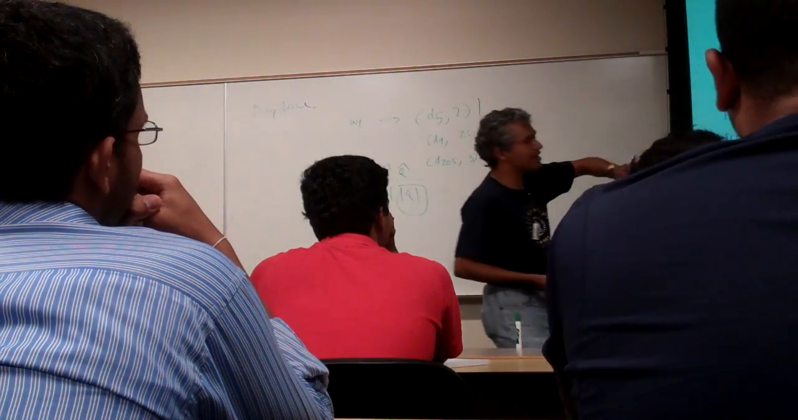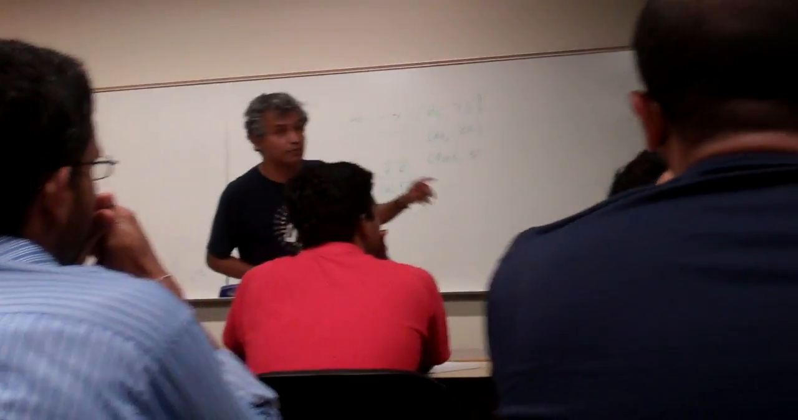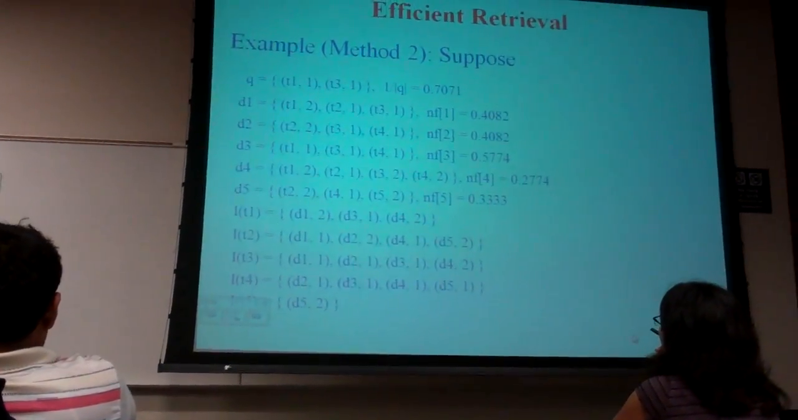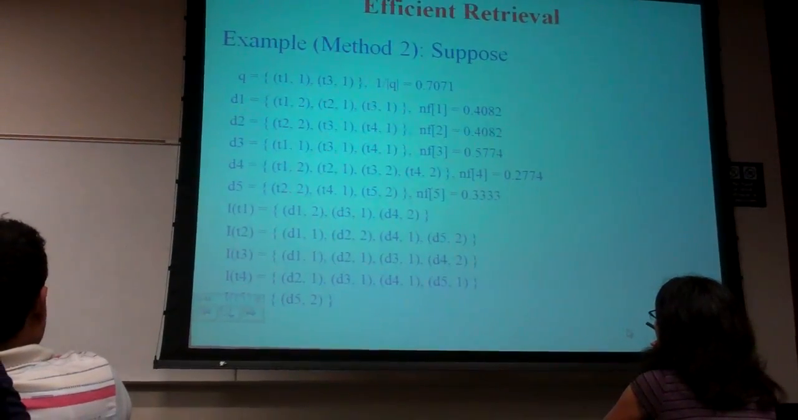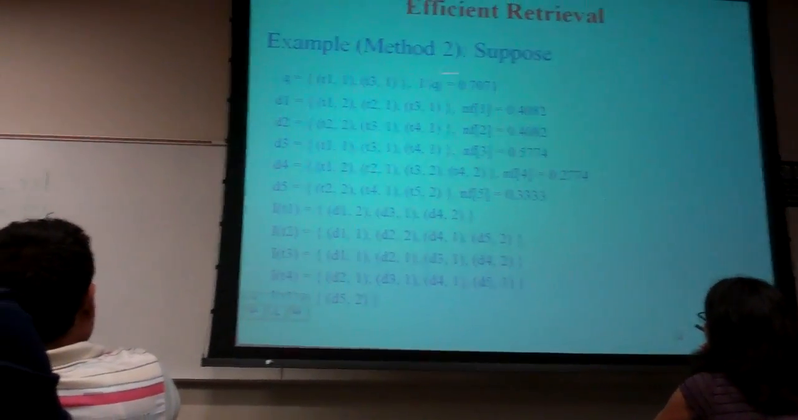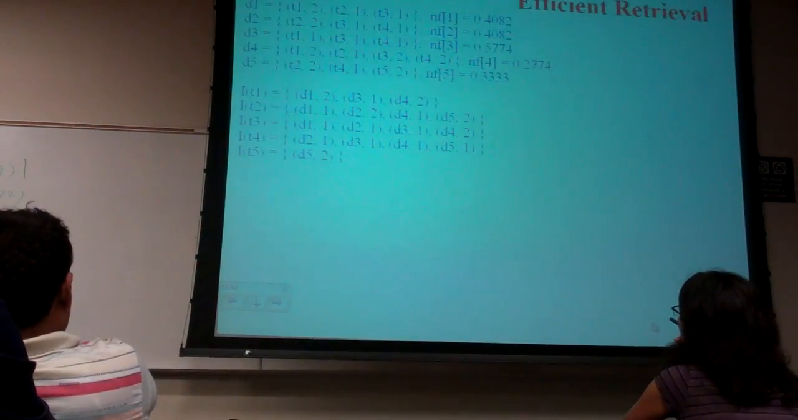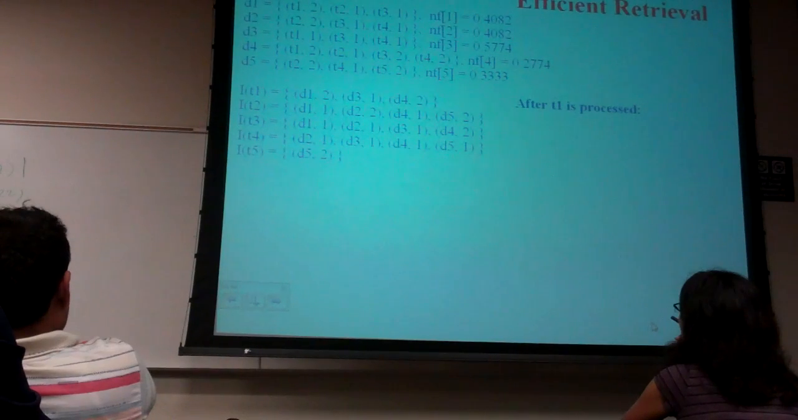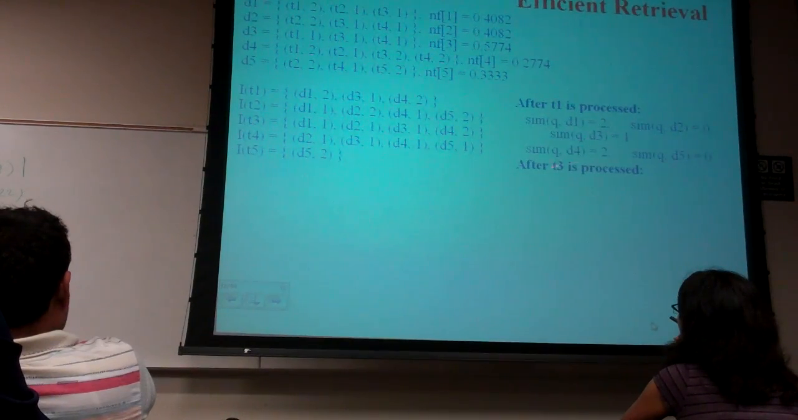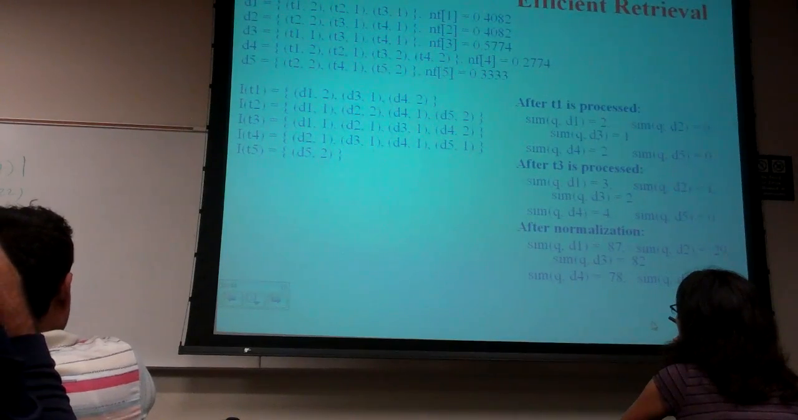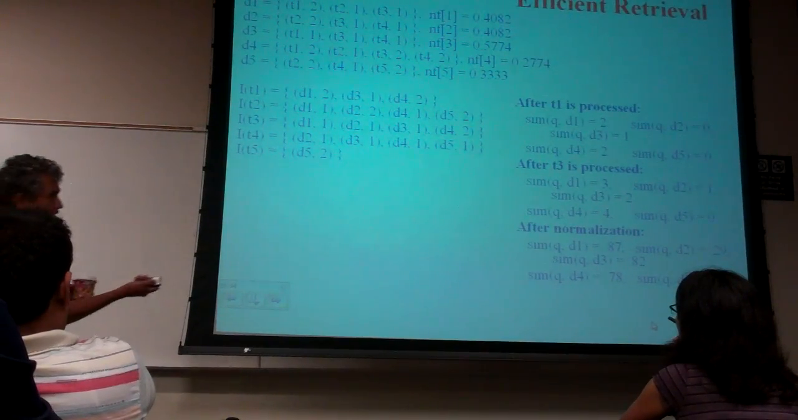Okay, so this is actually an example. I don't necessarily want to go through it, but you should go through it to make sure that it makes sense. Here is an example of a query, some documents, and the inverted index corresponding to that query and the documents, and then here are the steps. After T1 is processed, these are the similarities for the documents. After T3 is processed, these are the similarities for the documents. After normalization, these are the similarities. That way you can tell whether it makes sense.